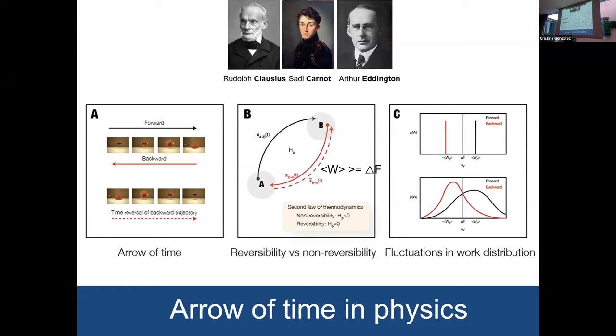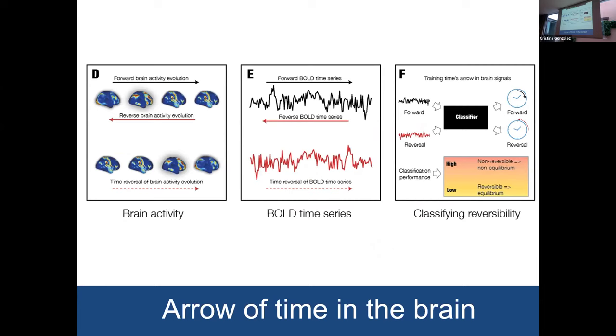And there are cases where we have a clear, really non-equilibrium and a clear distinction between forward and backward, but it's very difficult to distinguish them. But this information can be extracted, of course. And this is the key slide of the first part of the talk.